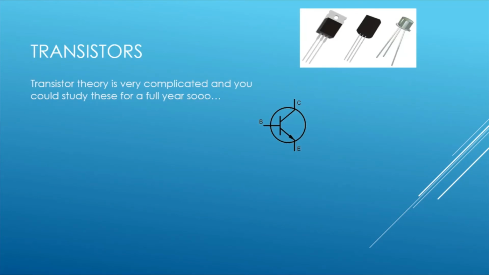Okay, transistors. The theory behind a transistor is insanely complicated if you want to go in depth, so I'm going to have to gloss over it quite quickly. Okay, but essentially here is a transistor, and this is what they look like. And again, varying types and sizes depending on their applications.